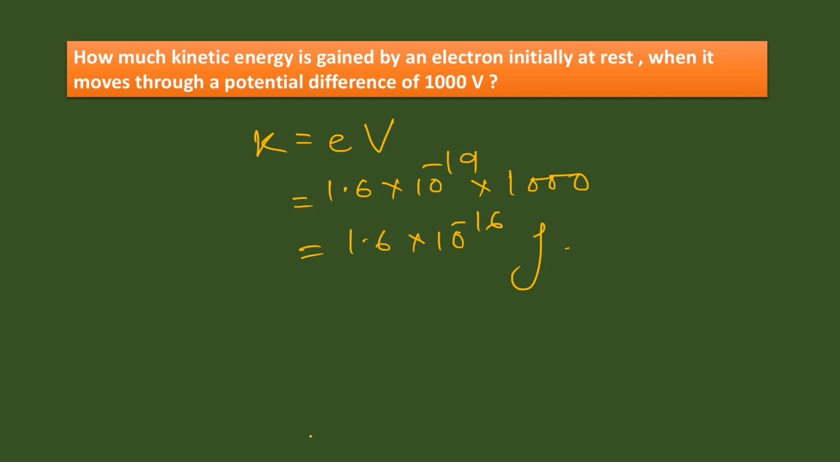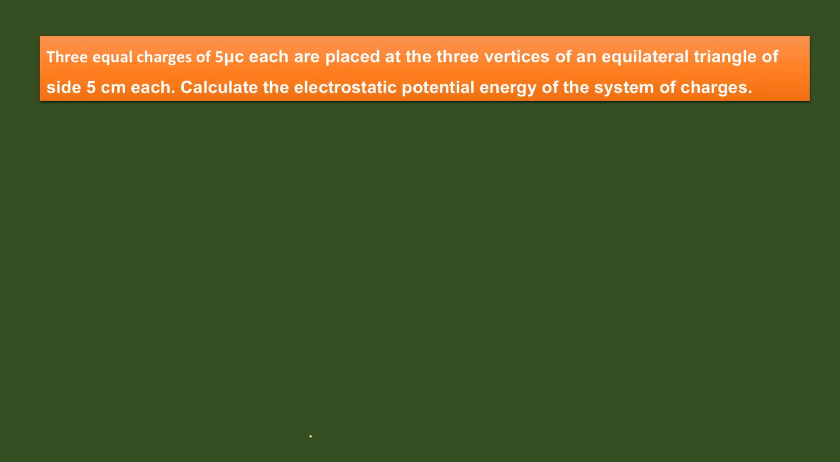And you guys are thinking that a numerical question from physics will obviously be hard. Now, three equal charges of 5 microcoulomb each are placed at the three vertices of an equilateral triangle. So we have to make an equilateral triangle at first. This is our equilateral triangle. Now three equal charges of magnitude 5 microcoulomb. So this is 5 microcoulomb, this is also 5 microcoulomb, and this is also 5 microcoulomb.